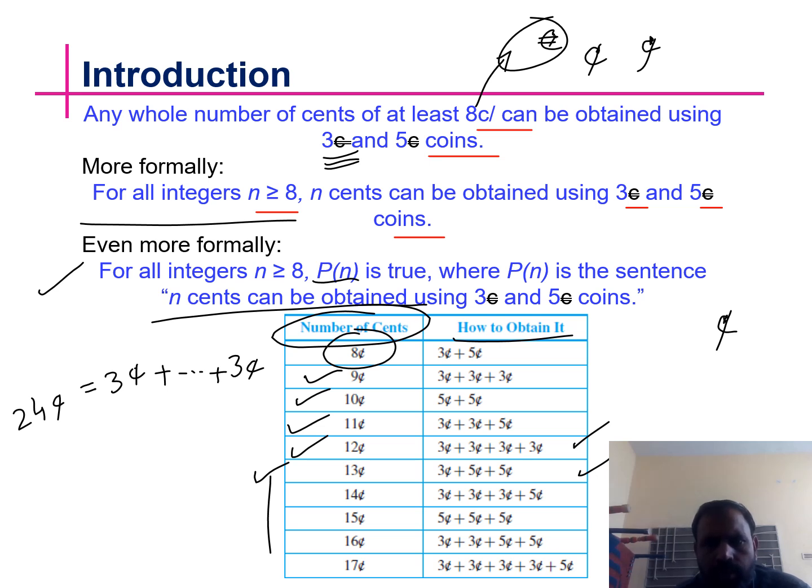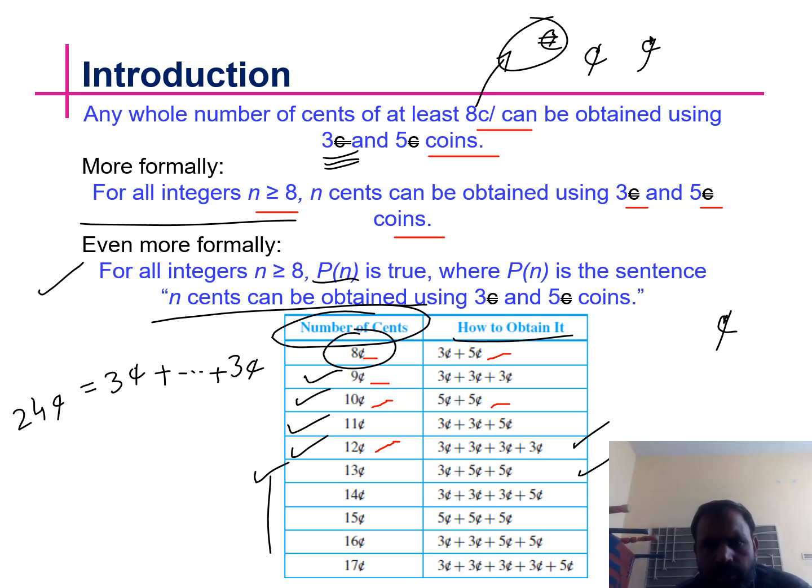Here is the number of cents. How to obtain it? 8 cents we obtain by 3 cents plus 5 cents. If we say 9 cents, then this will be 3 plus 3 plus 3. And if we want to obtain 10 cents, then this will be 5 plus 5. Similarly, 11 we can obtain by 3 plus 3 plus 5. And 12 cents by 3 plus 3 plus 3 plus 3. And 13 by 3 plus 5 plus 5. And similarly 14 by 3 plus 3 plus 3 plus 5.